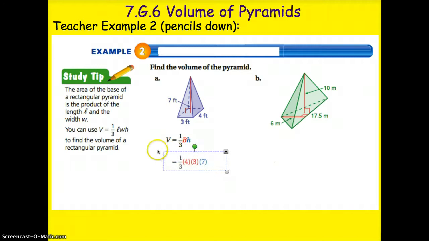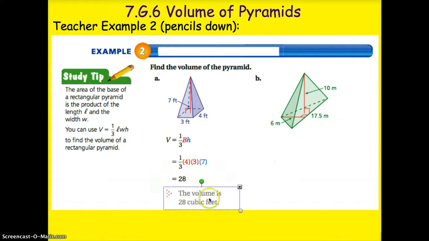Okay, so I've plugged my numbers in. Now I need to multiply one of these by 1/3, which would be the same thing as dividing by 3. As I can see here, the easiest number to divide by 3 would be 3. 3 divided by 3, of course, is 1, so all I have to do is 4 times 7, which is 28. So I've now made the problem much easier. And of course I do need my units, as always, 28 cubic feet. And remember, you can also write that as ft with an exponent of 3.